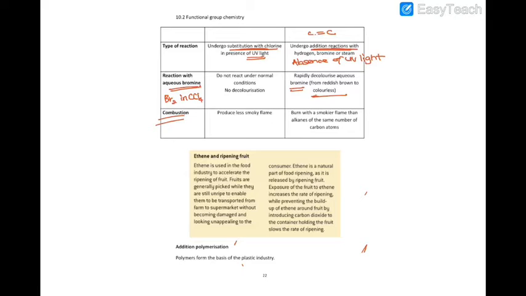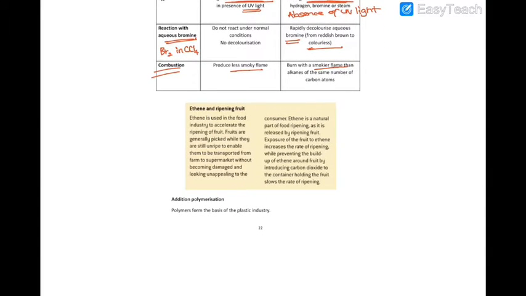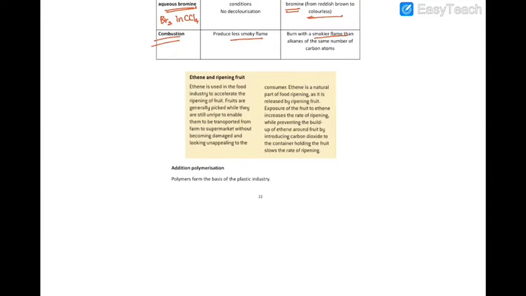Combustion, so alkanes, I've already mentioned, produce a less smoky flame, but alkenes produce a smokier flame. So this mentions the use of ethene. Ethene is a gas that is produced when fruits ripen, and it causes other fruits to ripen as well.